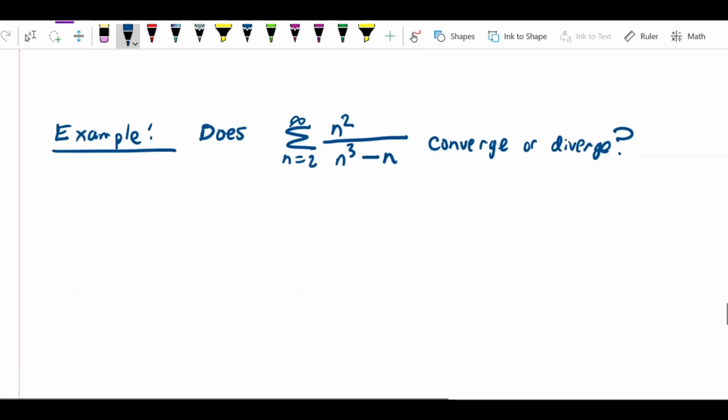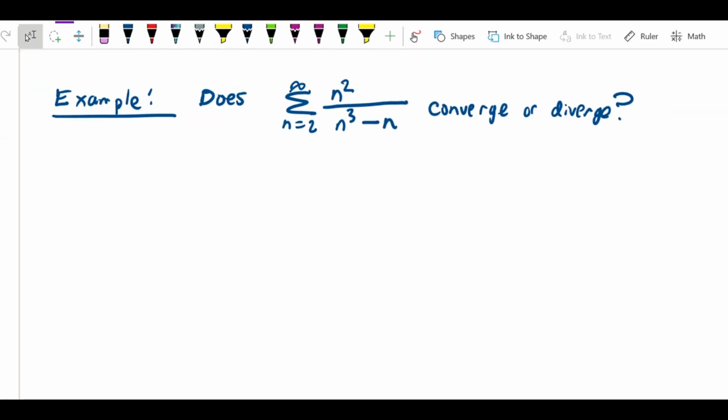So we've put up a couple of examples of this. This works very much like the workshop problems that we did with the comparison test, just we're doing it with the general term of a series. So I want to ask, does the series sum from n equals 2 to infinity of n squared over n cubed minus n converge or diverge?